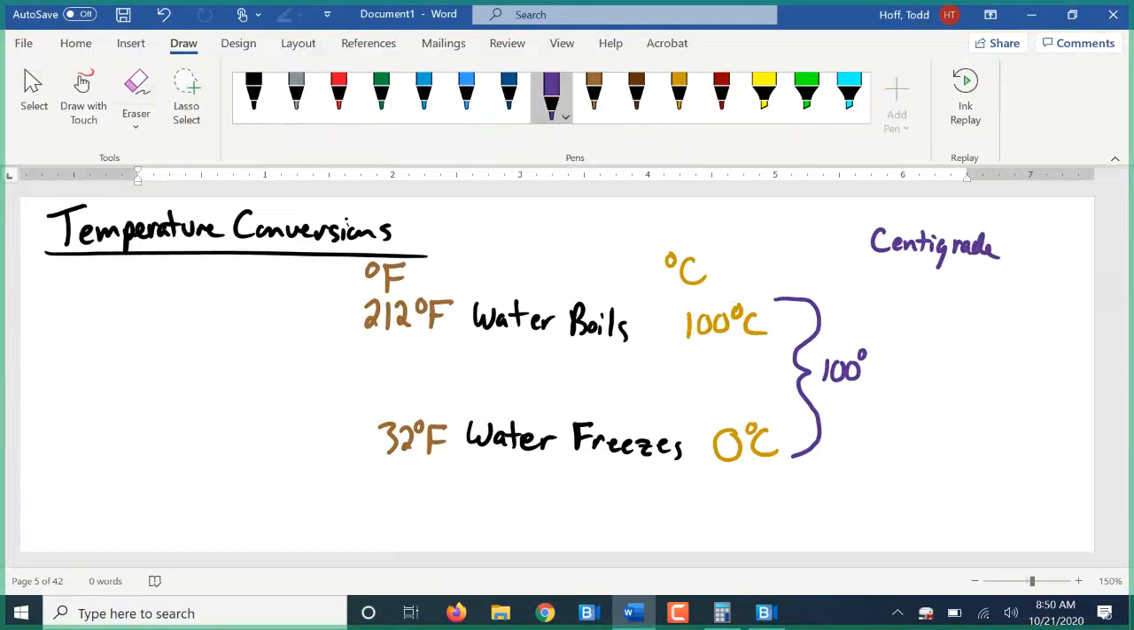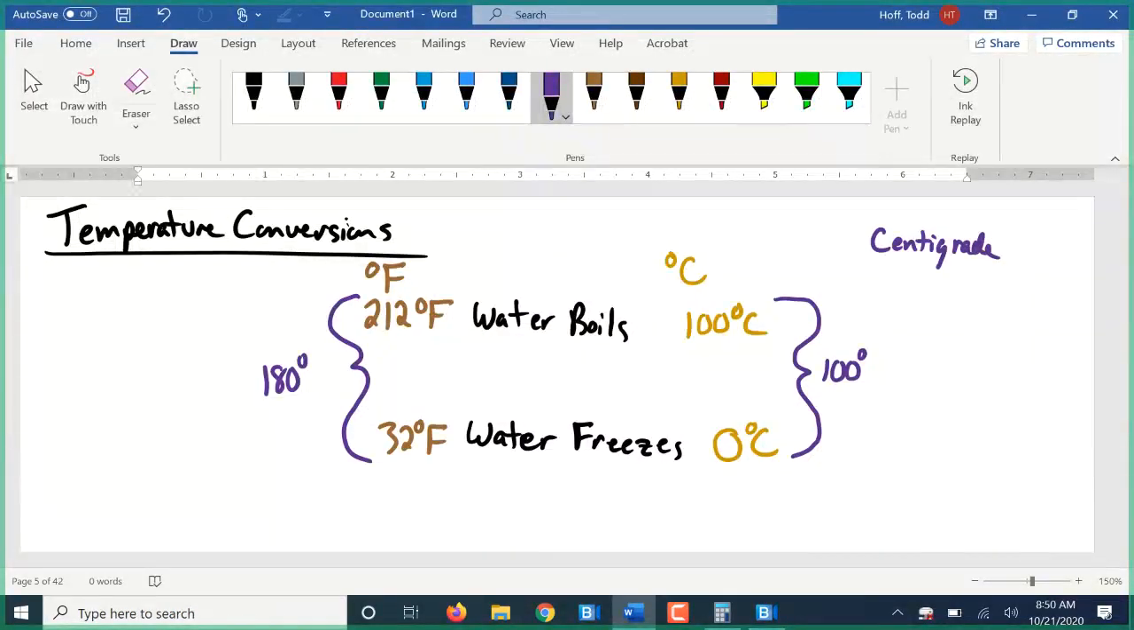Centi meaning 100, grade meaning divisions. That's because there's 100 divisions between water freezing and water boiling. The term centigrade, they used to say, 30 degrees centigrade. That term has kind of fallen away, and they just use the term 30 degrees Celsius now. But that's where that came from, 100 divisions between freezing and boiling. Whereas in the Fahrenheit scale, if I take the 212 minus 32, there's 180 degrees between water freezing and water boiling there.